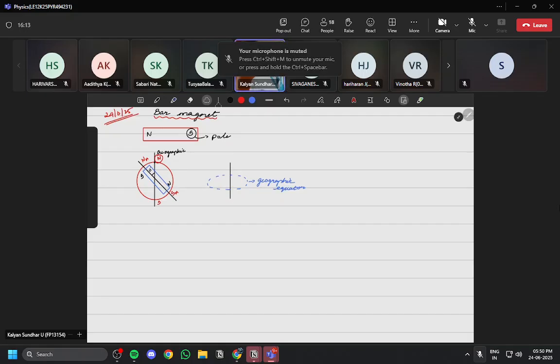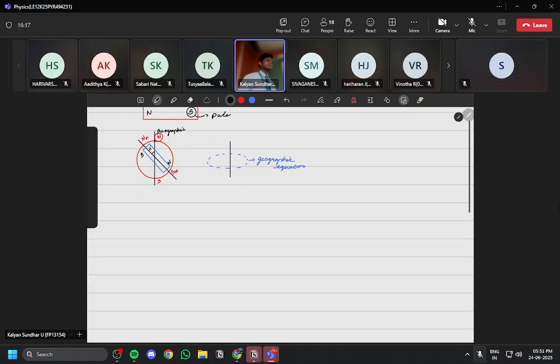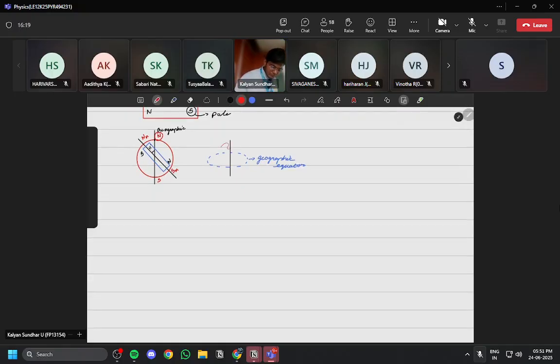Right? Now, what about your magnetic meridian? Its equator will be somewhat tilted. So this is your magnetic equator.